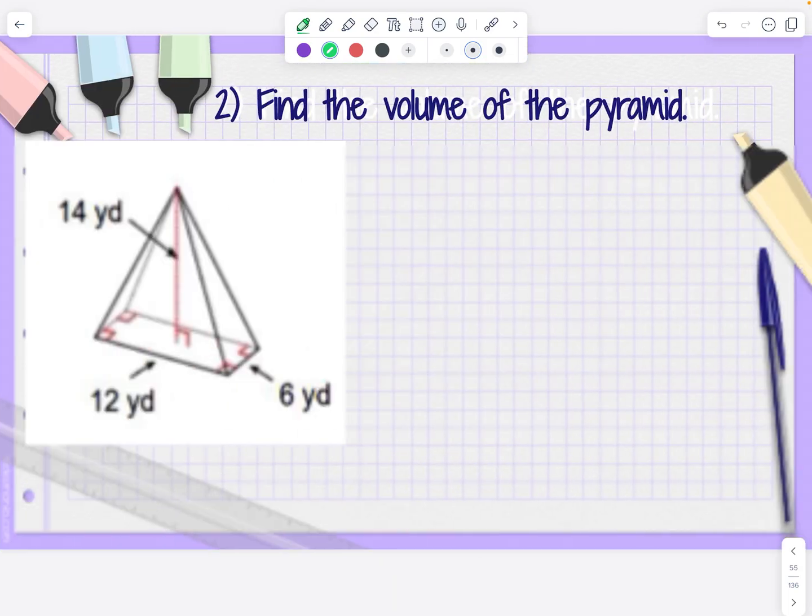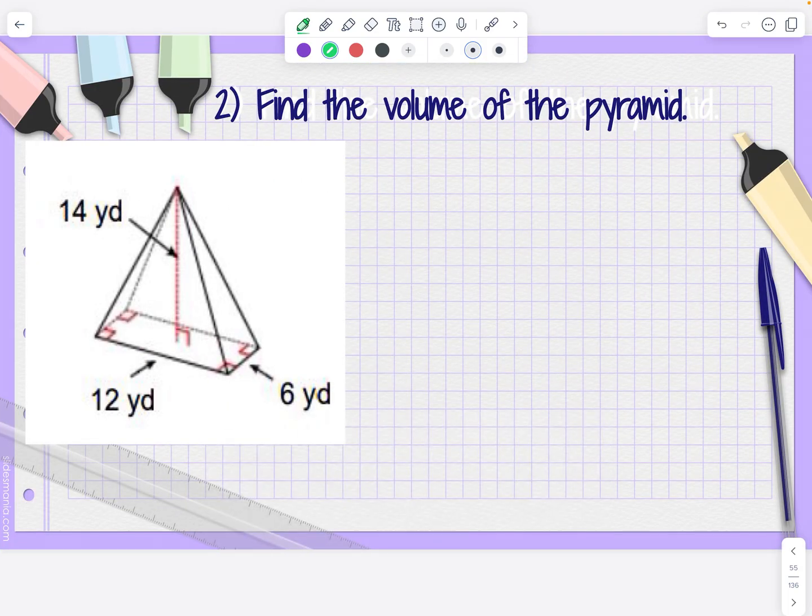Okay. Let's look at a problem here. So now find the volume of the pyramid. If you look in your formula sheet, you do not have this shape there. You do not have a rectangular based pyramid. So you have to rely on the fact that you know that the volume of this thing is going to be the area of the base times the height divided by 3. Okay. All we need to do is find the area of the base.